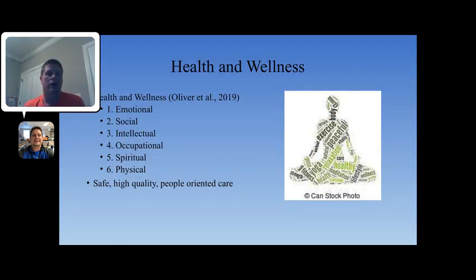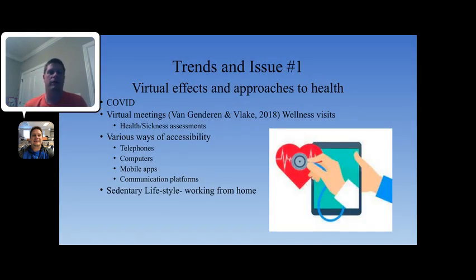Health and wellness in general involves six main things: the emotional aspect, the social, the intellectual, the occupational, the spiritual, and the physical. It's a well-rounded item that incorporates tons of different perspectives and provides for safe, high-quality, people-oriented care in your life as an individual. And then when you're speaking about health and wellness for others, it's all encompassing. It's not just the physical aspect that the majority of people kind of tend to believe in.